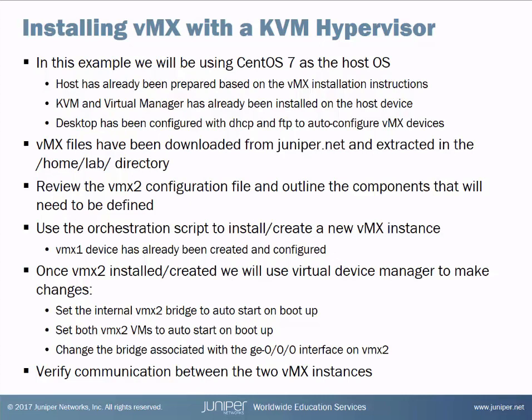Once vMX 2 is installed, we will use the virtual device manager to make a few changes. We'll set the internal vMX 2 bridge to auto start on boot up. We'll also set the vMX 2 VMs for the VCP and VFP to auto start on boot up. And then we'll change the bridge that's associated with the ge-0/0/0 interface to match the bridge that's being used on vMX 1. And finally, we'll use the ping utility to verify communication between the two vMX instances.